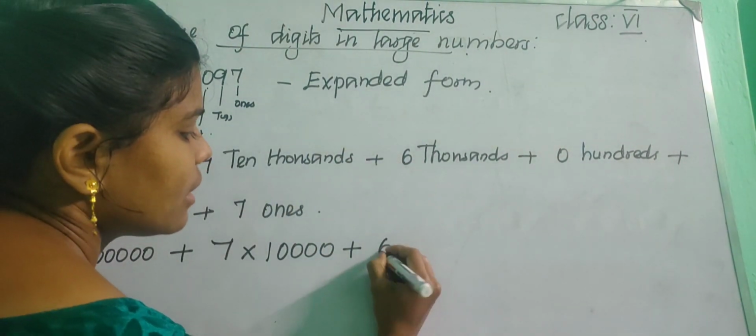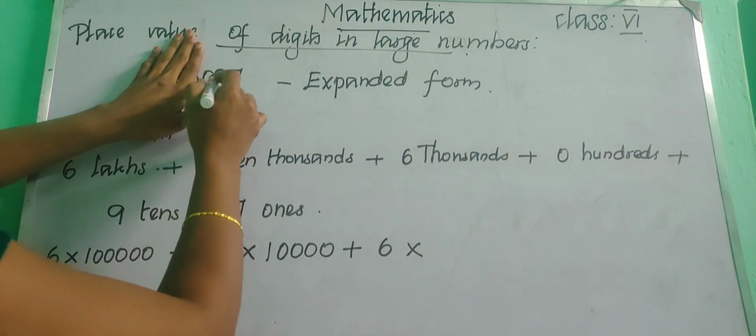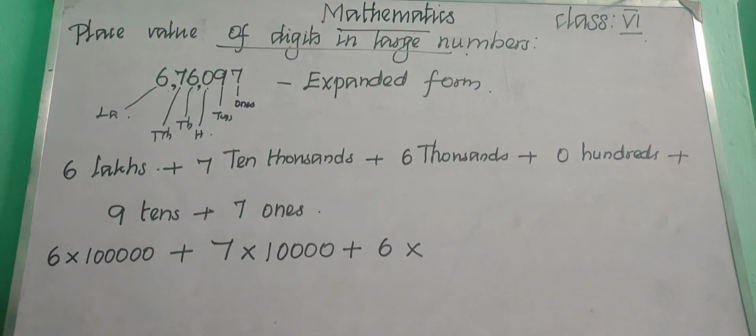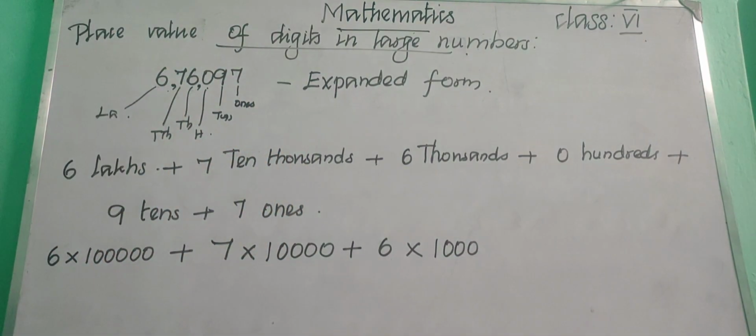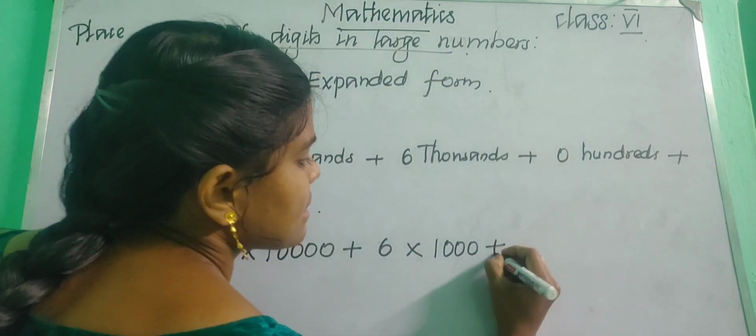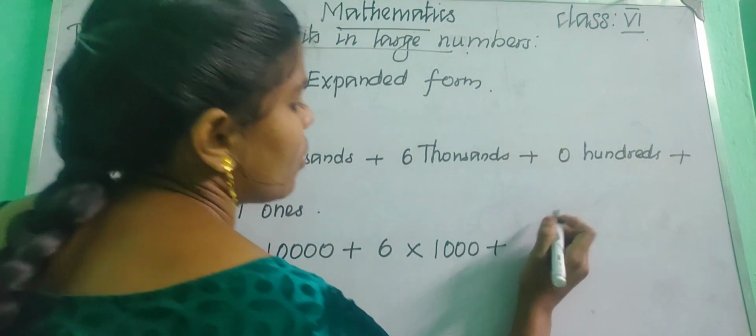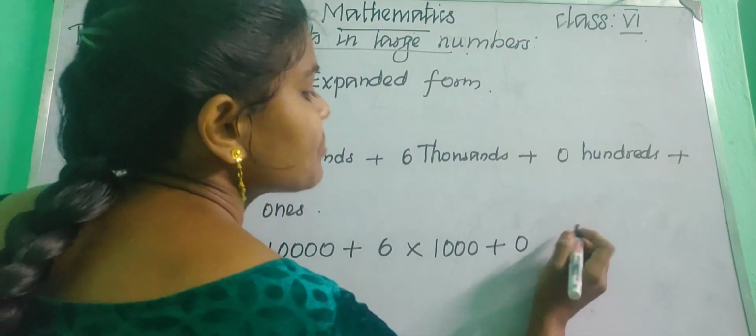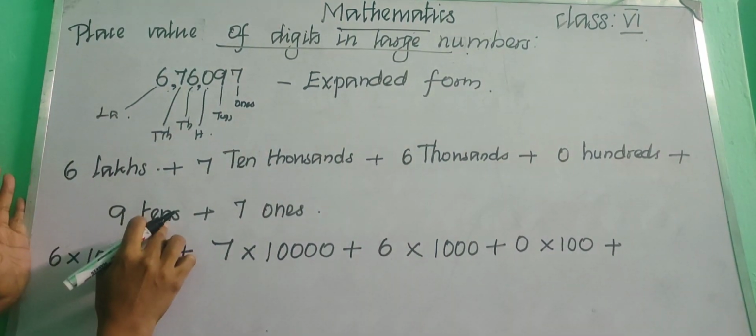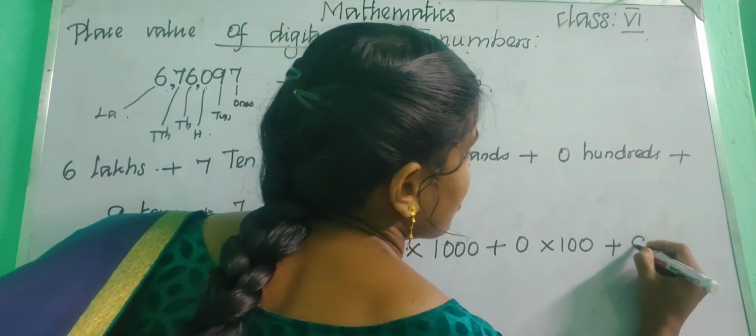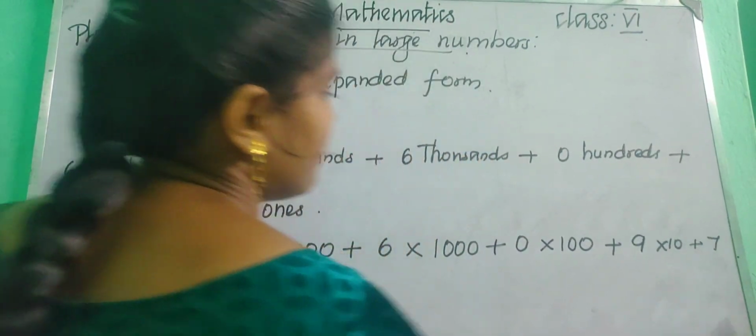We need to put the 6 here and put the into symbol, and just hide up to 6, and count the digits 1 2 3. How many digits? 3 digits, right? So put 1 and 2 and 3, 3 zeros. Okay children, and again put the plus sign, and what are we having? 0, right? Hundreds means into 100, we know, right? And then put plus, and for the 9 tens, tens means into 10. So 9 into 10, and then 7 ones, so plus 7.